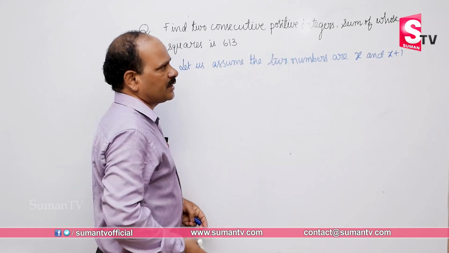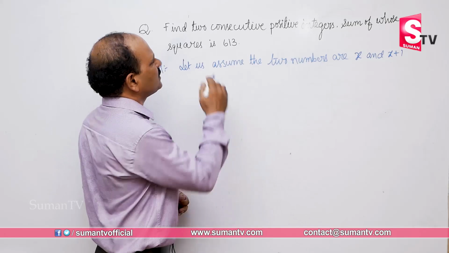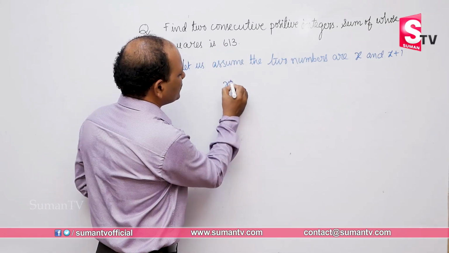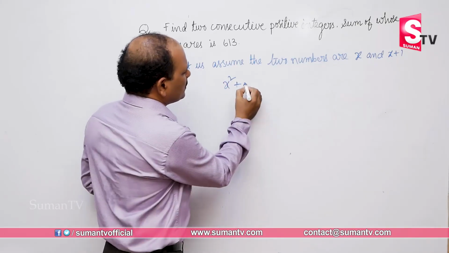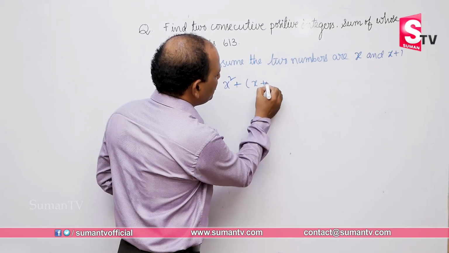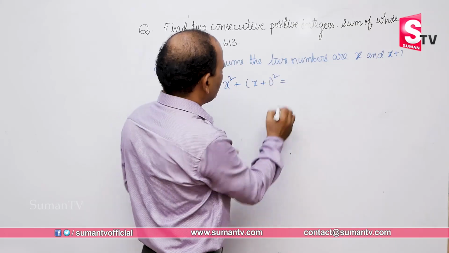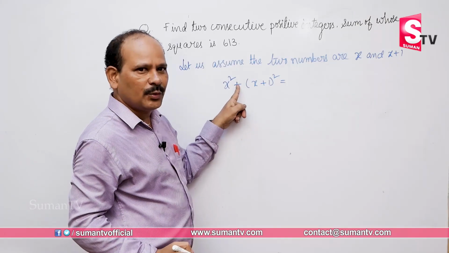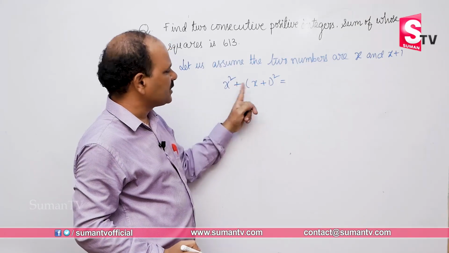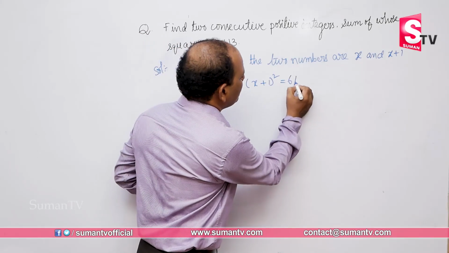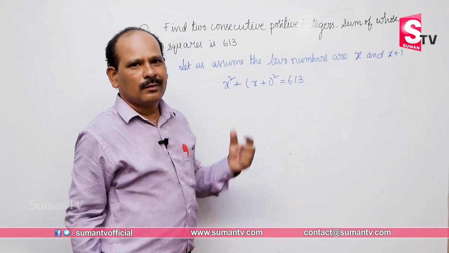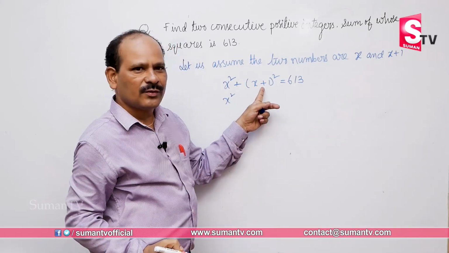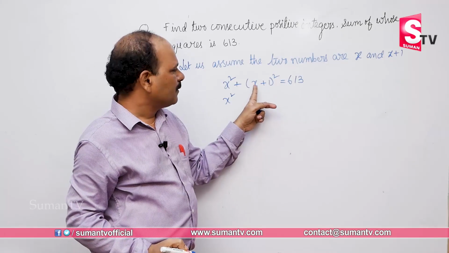Sum of whose squares is equal to 613. Squares: first number square is x square, second number square is x plus 1 whole square. Sum of whose squares, I am doing addition, is equal to 613. Now simplify this.